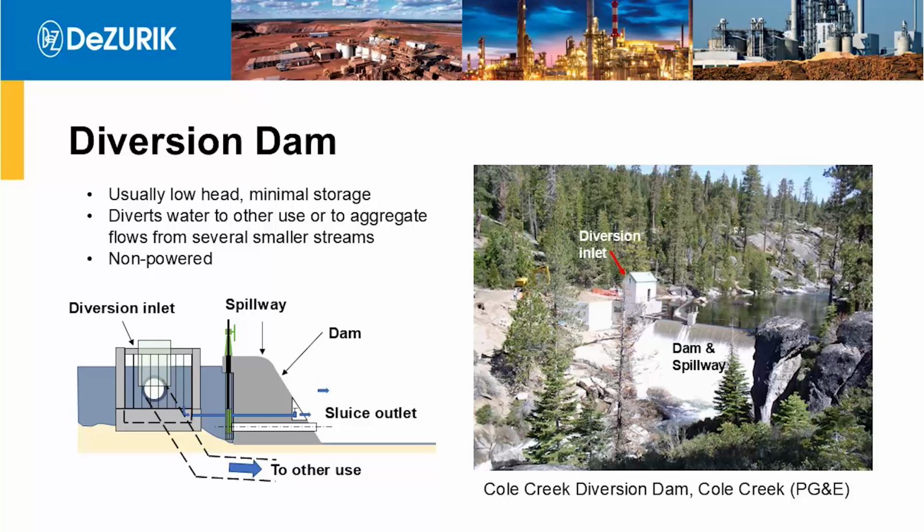Diversion dams are smaller dams, usually low head, with minimal storage, and they're used to aggregate flow from usually streams and creeks higher up in a mountain into a tunnel or something to get the water aggregated and into a powerhouse or something downstream to make power.